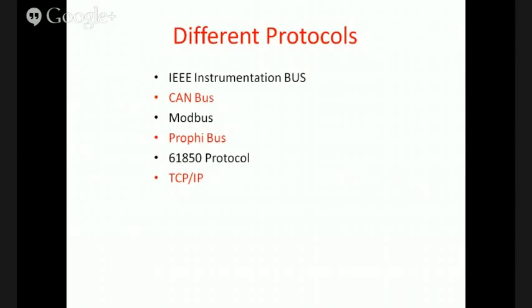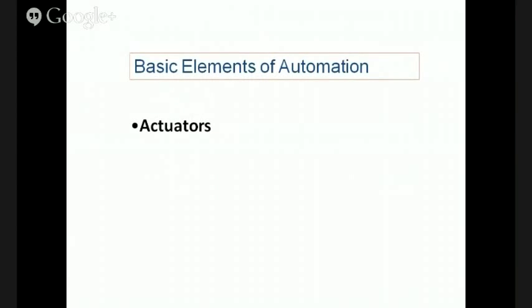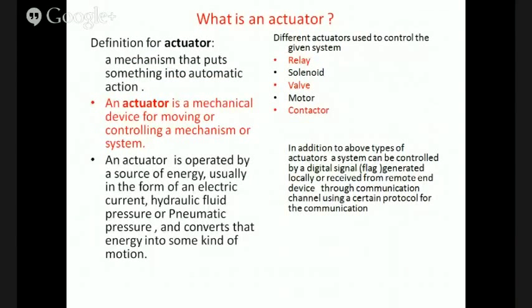Actuators, very, very important. What is an actuator? Let us see. Definition for an actuator: a mechanism that puts something into automatic action. That is known as actuator. Which puts anything into automatic action is the actuator. As the name suggests, it actuates. An actuator is a mechanical device for moving or controlling a mechanism or a system.